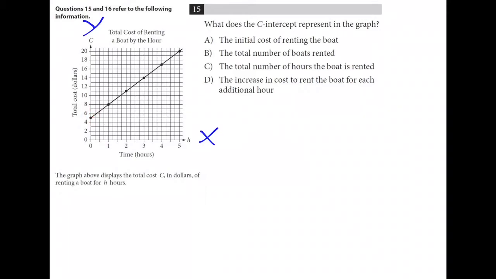To take that a step further, what does that mean in the context of the rest of the graph? For word problems, the y-intercept represents the starting value or initial cost of doing something, a one-time recurring fee. A is our best choice.